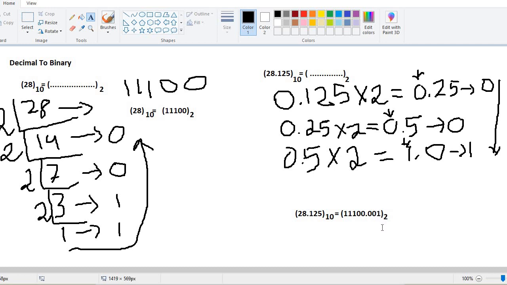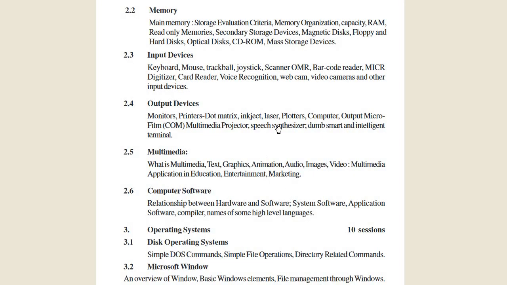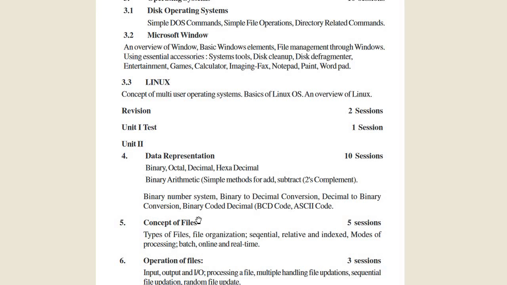So next in the syllabus we have BCD and ASCII code. So BCD and ASCII both are number systems. Okay, and these are mainly theoretical topics. So I will send you the notes.